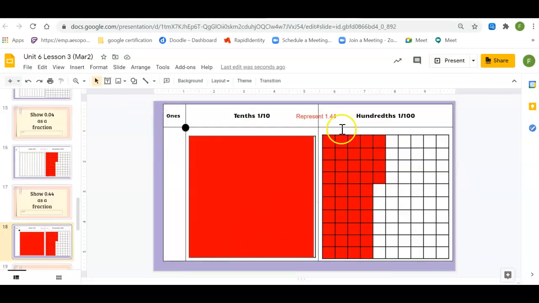Now here I've got 1 and 44/100. So that means that you're going to need 2 of these grids. So you need 1 whole shaded in. That represents 1 whole. And you also need 44 out of the hundreds grid shaded in. So you need 1 whole to represent the 1 and 44 hundredths to represent the fraction part of it.